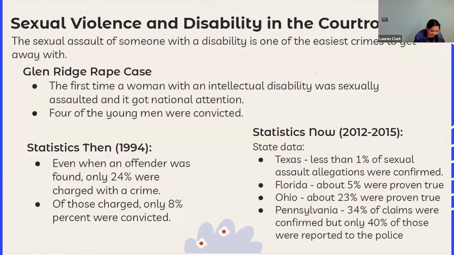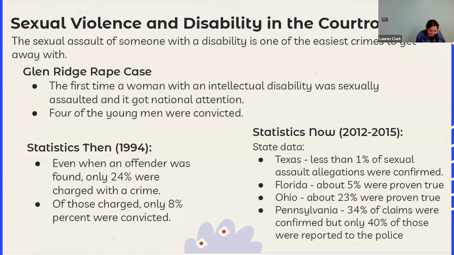So next, I'm going to briefly discuss the challenging landscape of sexual violence and disability in the courtroom. It's a sad reality that the sexual assault of someone with a disability is often one of the easiest crimes to get away with. But one case that did end in a conviction was the Glen Ridge rape case. This case marked the first time the sexual assault of a woman with an intellectual disability gained widespread national attention.